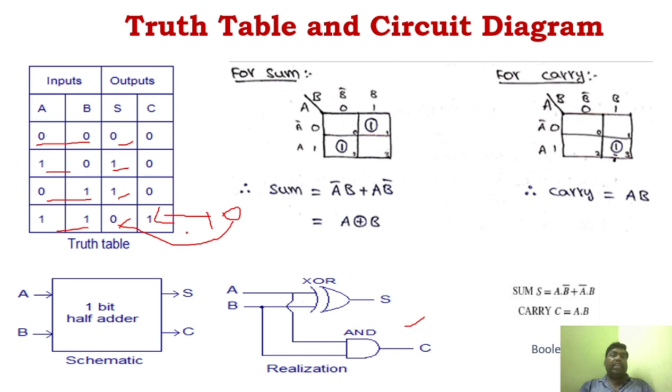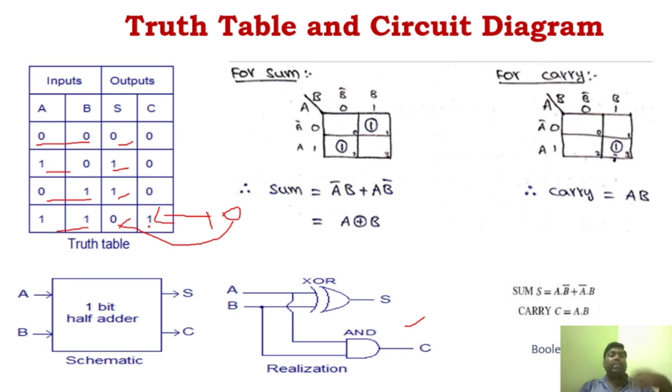This is not the OR operation. If it were OR, 1 plus 1 would be considered as 1. Now, you don't have a carry in the first three cases. You have a carry only here: 0 plus 0 is 0, 1 plus 0 is 1, and 0 plus 1 is 1, and only for 1 plus 1 is it 10 in arithmetic. That is why we have a carry here.